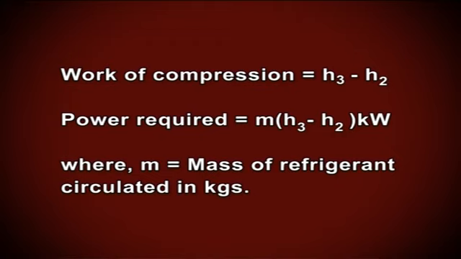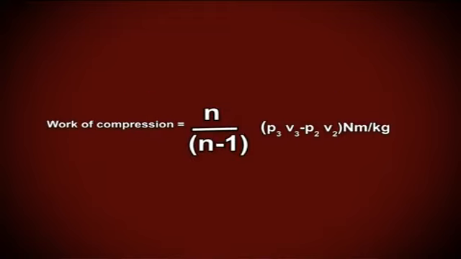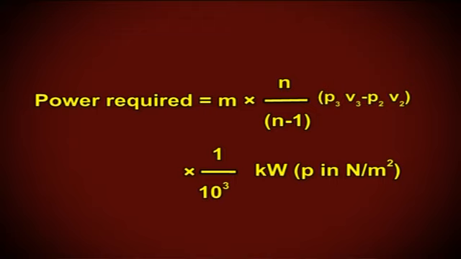B. When compression follows the general law PV^n = constant, work of compression equals n/(n-1) × (P3V3 - P2V2) Nm/kg. Power required equals m × n/(n-1) × (P3V3 - P2V2) × 1/10^3 kW, where P is in N/m².